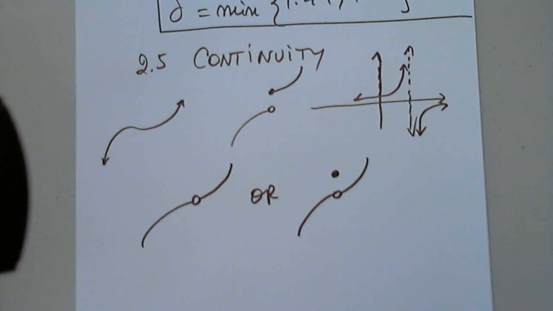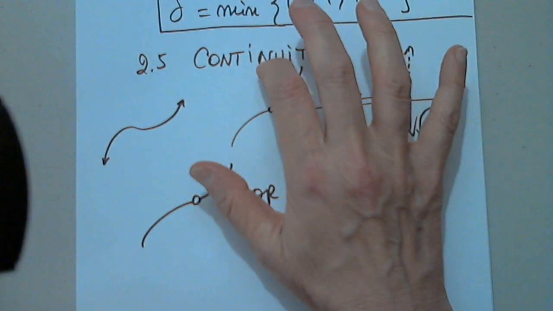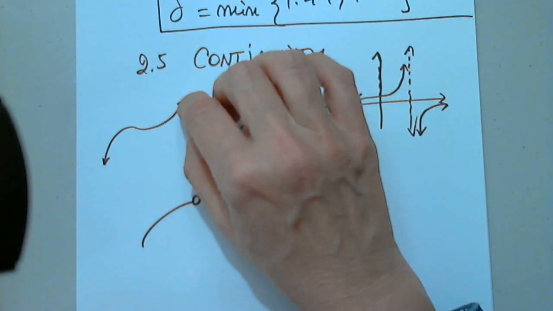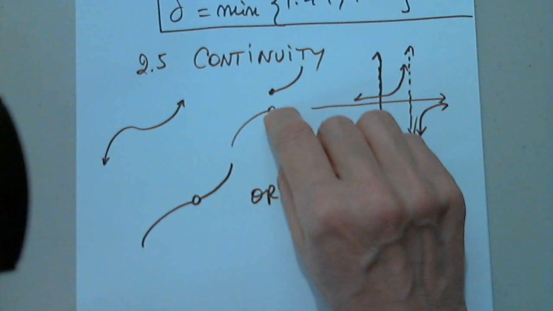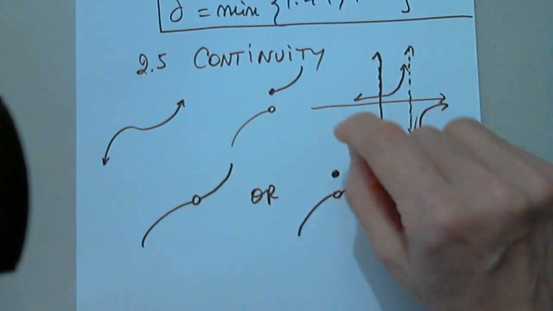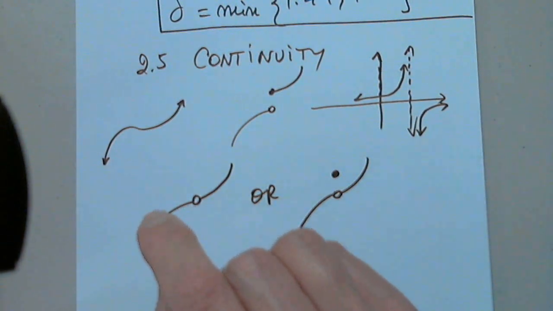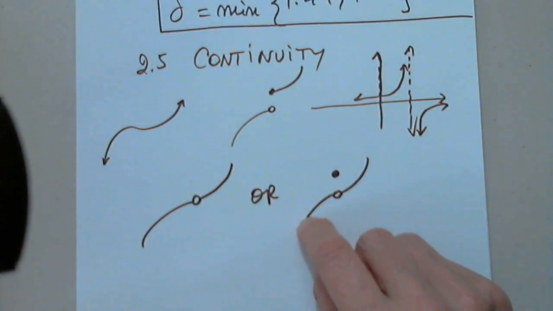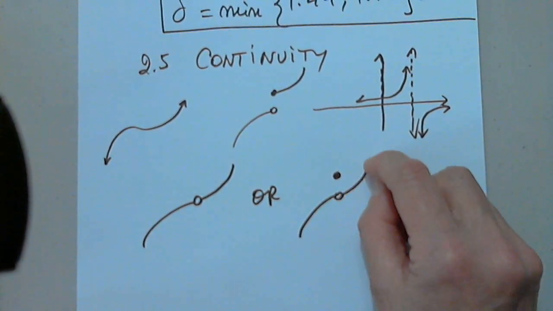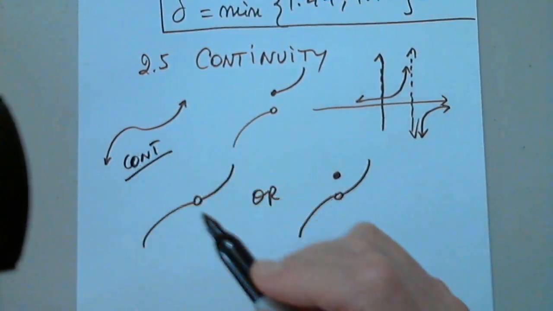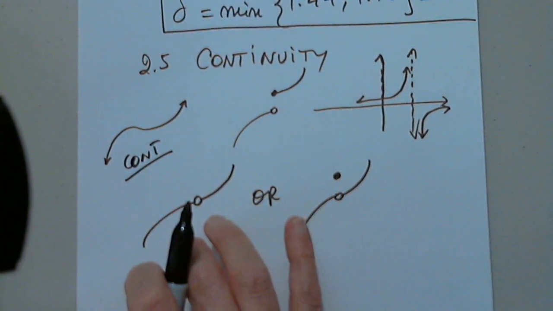So these are all functions, and we want to identify continuity, meaning continuous functions. A function is continuous if I can draw it without lifting my pencil marker off the paper. If I have to lift, the function is not continuous. So this is the only function that is continuous. Not continuous, not continuous, not continuous, not continuous.